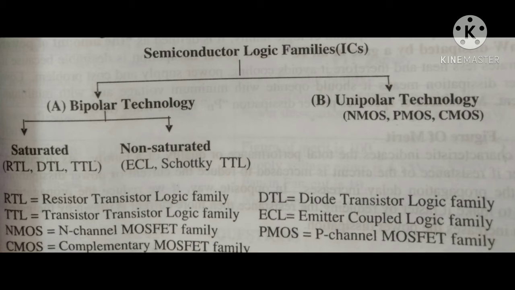NMOS means N channel MOSFET family. PMOS means P channel MOSFET family. And the last one is CMOS. CMOS means complementary MOSFET family. This is the classification of ICs.